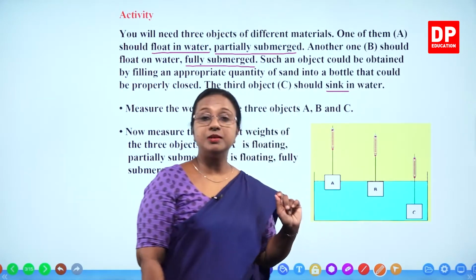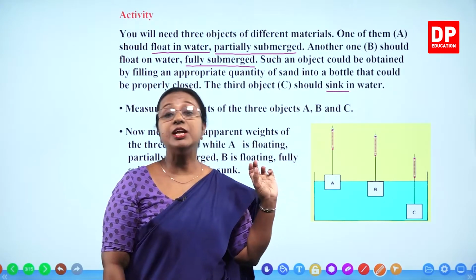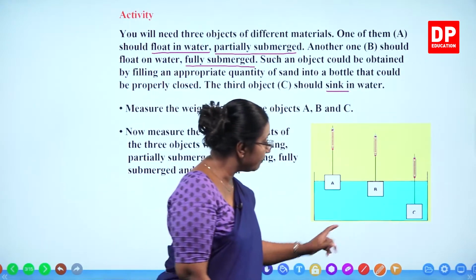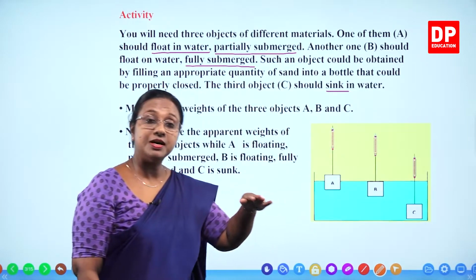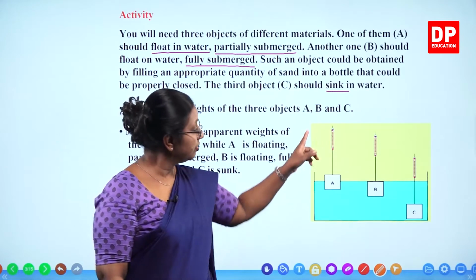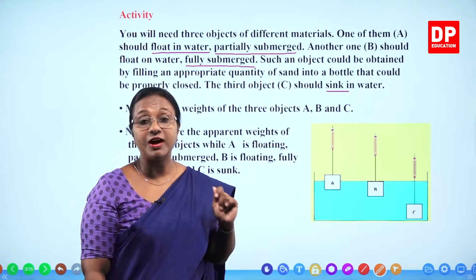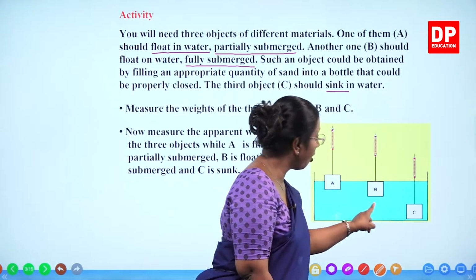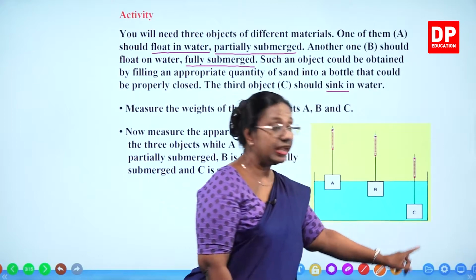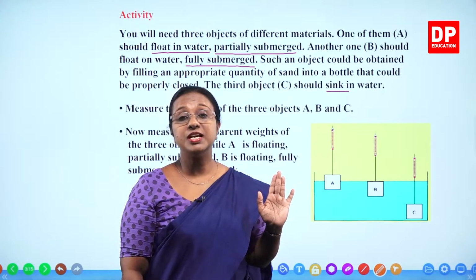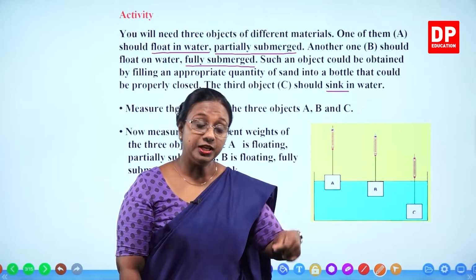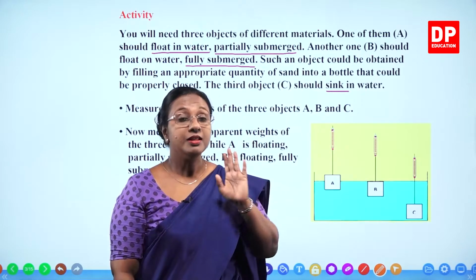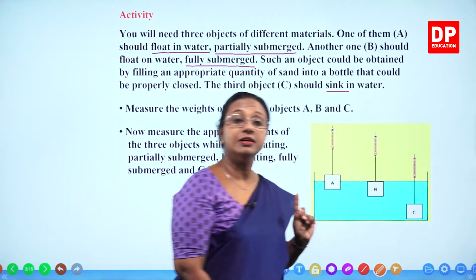Then you take object B. Again you get the weight of the object in air. After that, you put it into water to confirm that it is completely submerged and floating. Then you take the weight of the object while it is completely submerged and floating. That is object B. Then C again, you take the weight of object C when it is in air, put it into water to confirm that it completely sinks in water. Thereafter, you can get the reading.